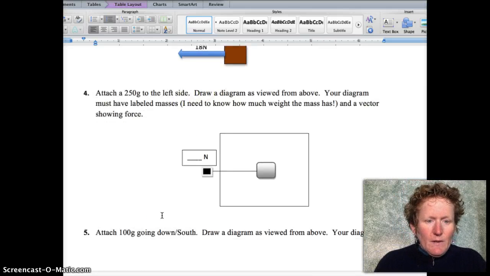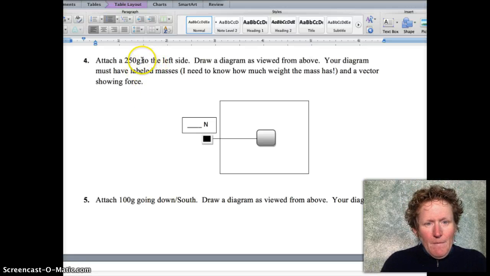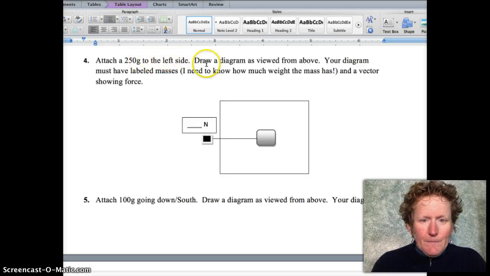Now let's work on problem number 4. It says attach a 250 gram mass to the left side. That's the smallest mass. Draw a diagram as viewed from above. Your diagram must have labeled masses and a vector showing force. So we'll add a vector to this diagram in just a second. We need to go into the lab and put a 250 gram mass to the left side of the block.